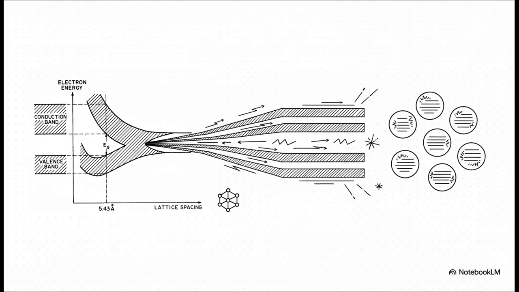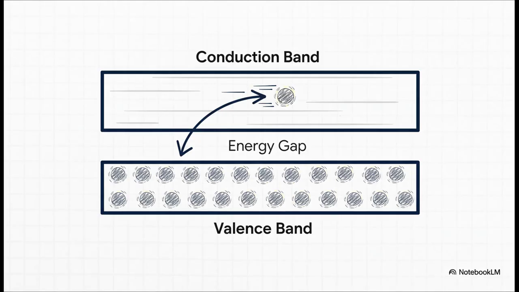But watch what happens as you push them closer and closer together to make a solid. See how those levels start to merge and smear out? They spread into these wide, continuous bands of allowed energy. Those single lanes become massive multi-lane superhighways. So we give these two most important highways special names.